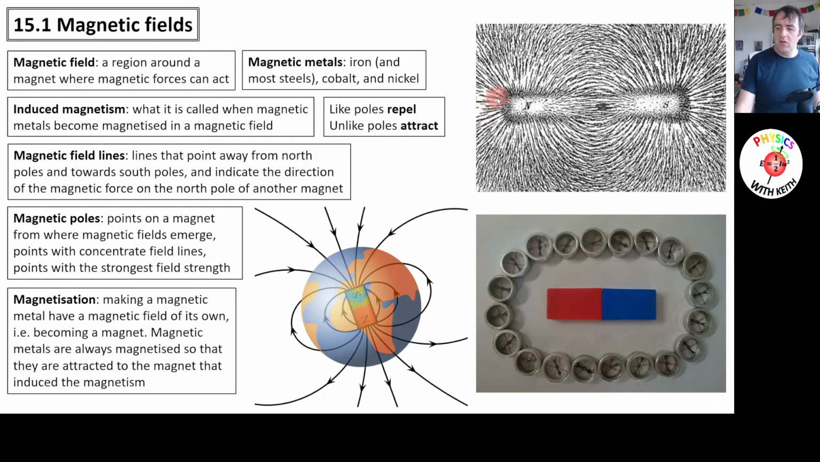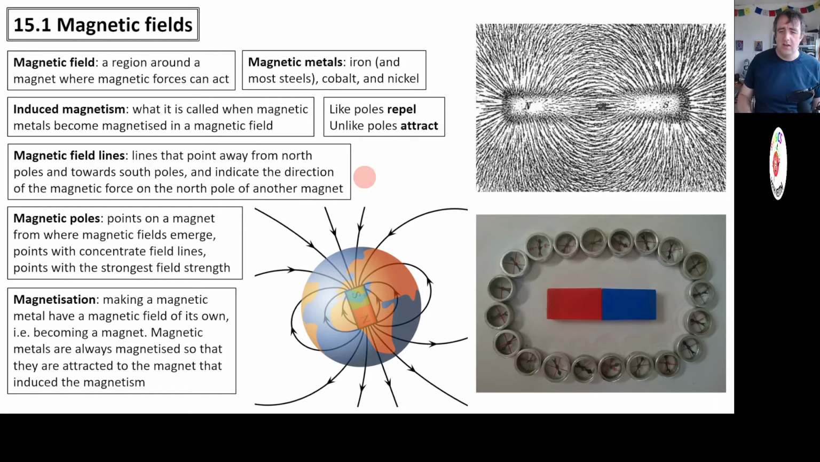And it turns out that around the poles is where the magnetic force felt by something which can be magnetized is strongest. Now, field lines. These are a way of visualizing the direction of the magnetic force that is felt by the north pole of a magnet when placed in the field at that point. The south pole of a magnet feels a force in the opposite direction to the field lines.